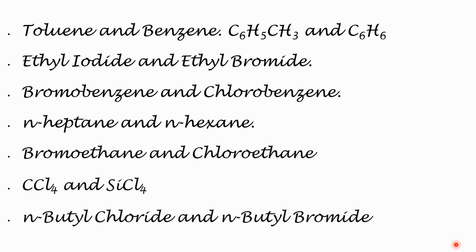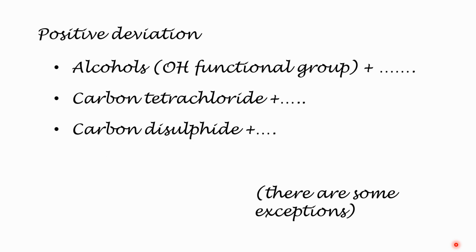So how will you identify a solution pair to be ideal? You analyze the names and the structures. If they are similar in nature, you can decide it to be an ideal solution. Second is regarding solutions showing positive deviation.